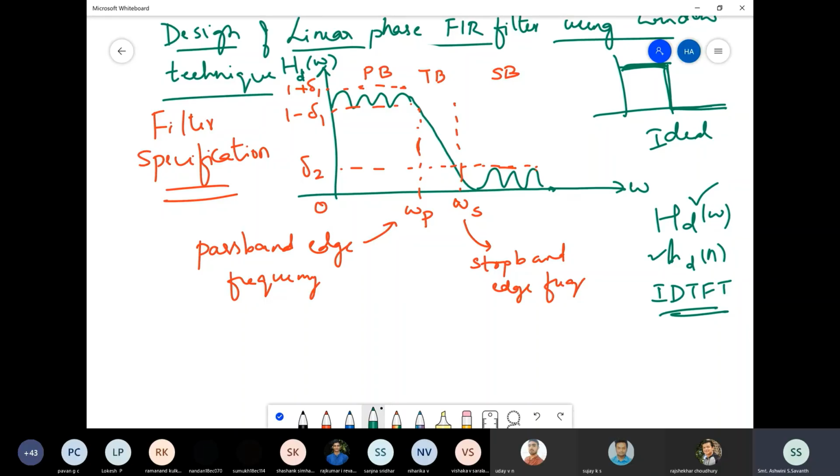Everything, we are going to be using it. And again, further in many of your communication subjects also you'll be using those concepts. Okay, so using inverse DTFT, we find HD of n.